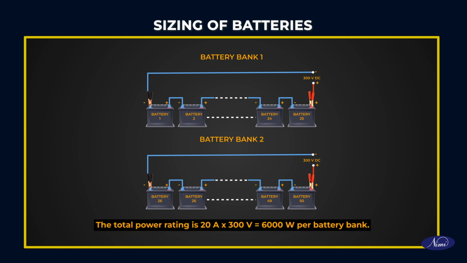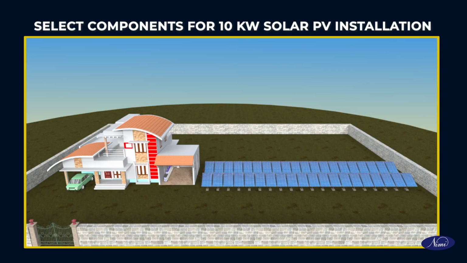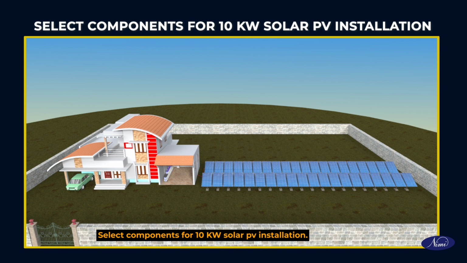The total power rating is 20 amperes multiplied by 300 volts, equal to 6000 watts per battery bank. For 2 battery banks, the power rating is 2 multiplied by 6000 watts, which is equal to 12,000 watts. Select components for 10 kilowatt solar PV installation.